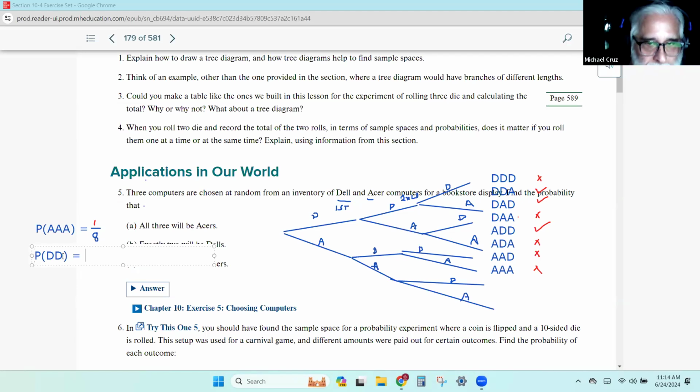Essentially what there is, and I can kind of do it, let's see here. It'd be Dell, Acer, Dell, Acer, Dell, Acer, Acer. Whoop. The DAD one, and then ADD. So for that, there's 3 over 8. 3 over 8.